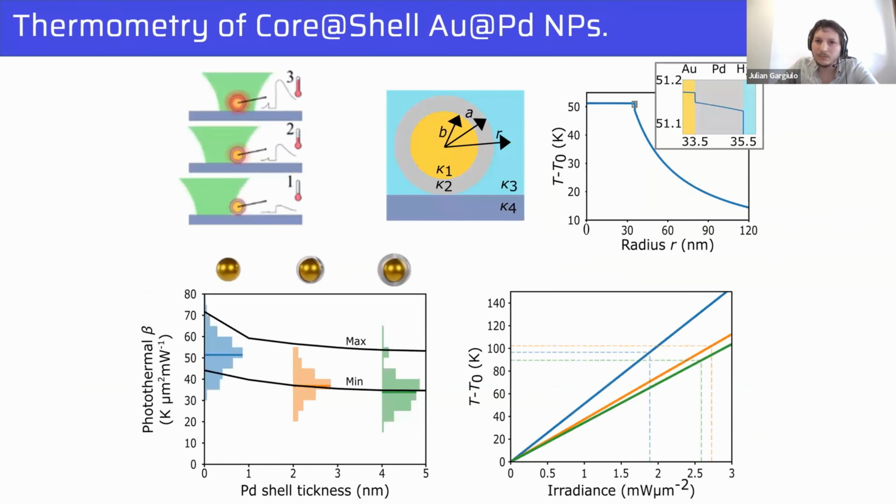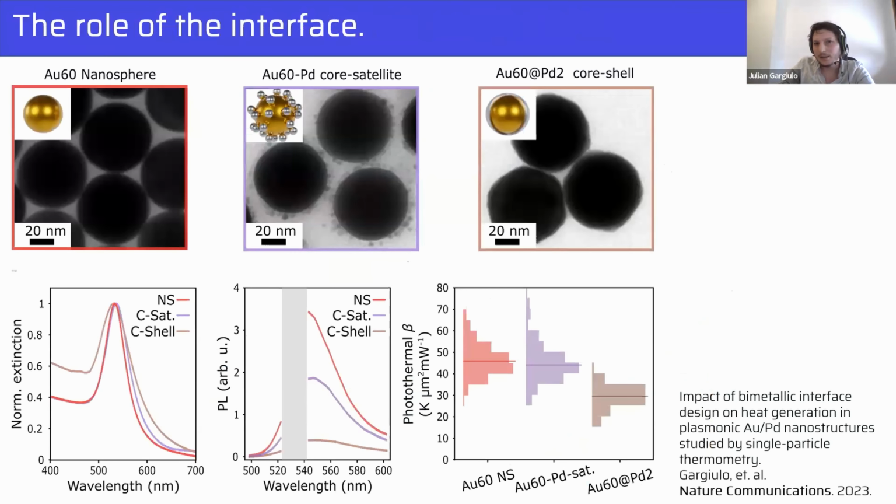Then we used the thermometry, as I explained before, and what we found was that the photothermal coefficient of the core-shells was lower than that of the naked gold. Then we wanted to understand a bit more about the relationship between the interface and the photothermal response of the particles. So we designed these systems.